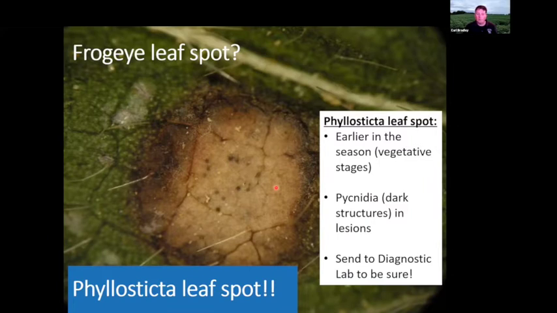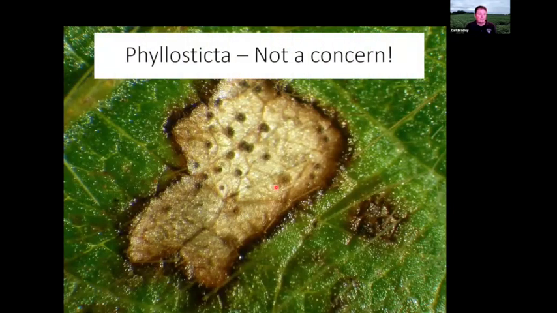Almost every year, like in June, I'll get people sending me pictures of this, thinking it's frogeye and asking, should I do something? And it's usually Phyllosticta. Here's just another picture of Phyllosticta. At least under our conditions, I've never seen Phyllosticta really be a concern, so it's not something we have to do anything about, but you can see here some of the pycnidia that form in there.